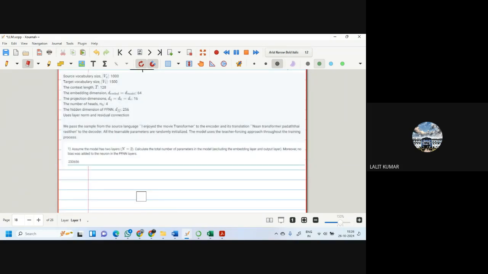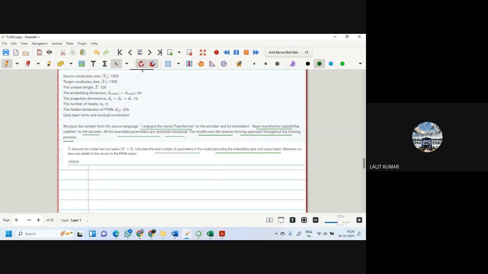So we pass the sample from the source language, I enjoyed the movie, to the encoder and its translation to the decoder. All the learnable parameters are randomly initialized. The model uses the teacher forcing approach throughout the training process. Total number of parameters excluding the embedding layer and the output layer.